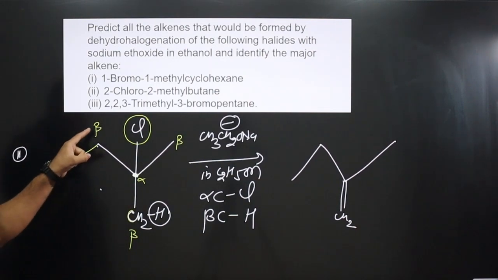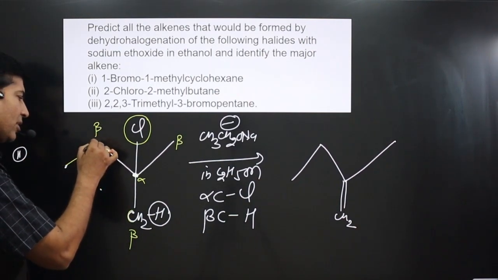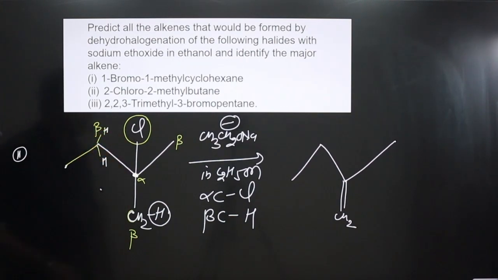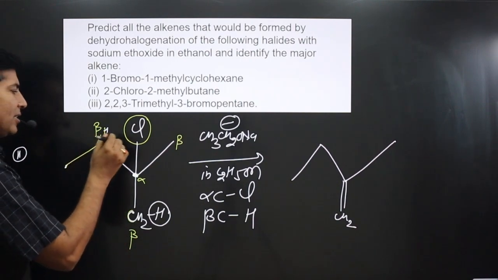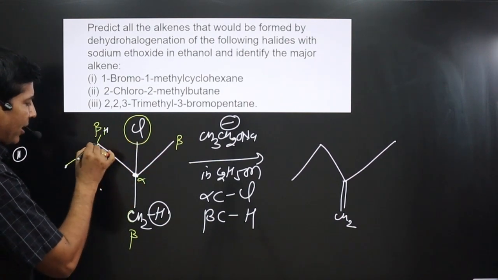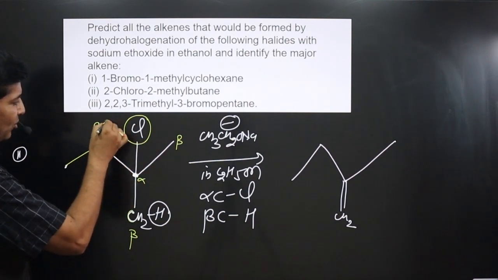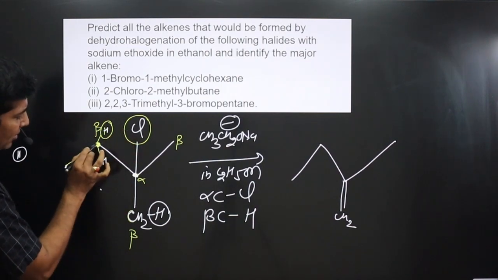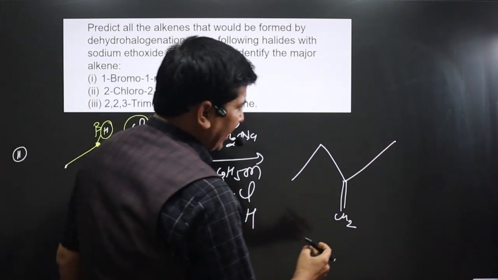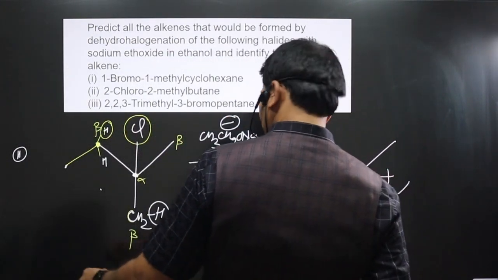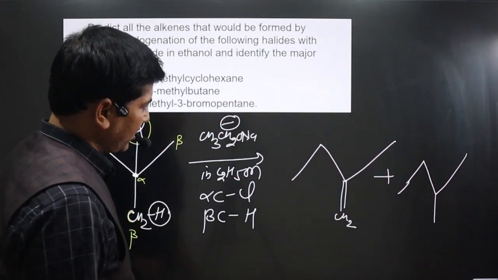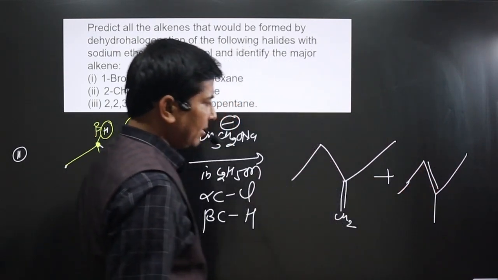Now let's say I consider this other beta carbon. This carbon has how many hydrogen? 2 hydrogen are there. We need only 1 hydrogen at the beta carbon. So next time I remove chlorine from the alpha carbon and hydrogen from this beta carbon. As Cl is being removed from these two carbons, a double bond will be introduced here. So we got the next product, with the double bond introduced here. These are the two products.